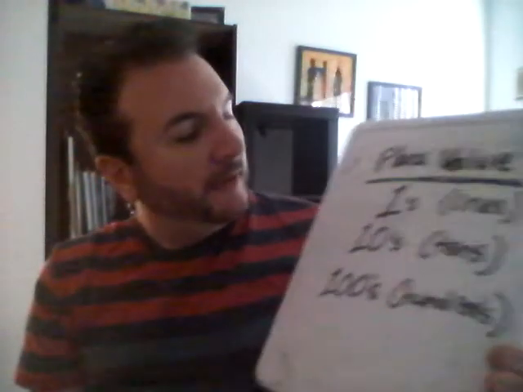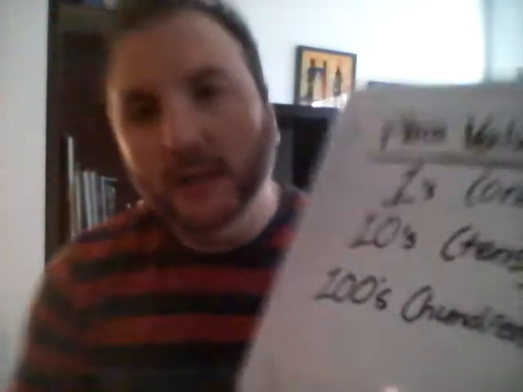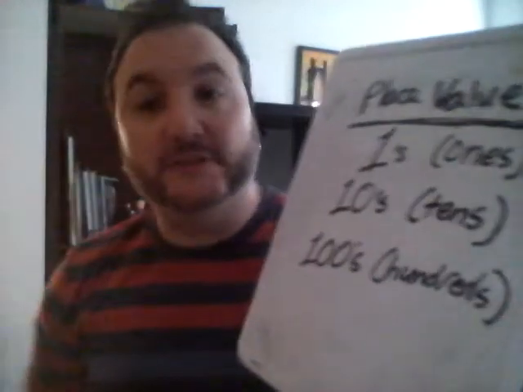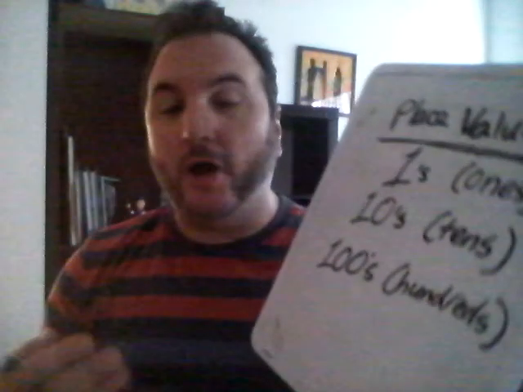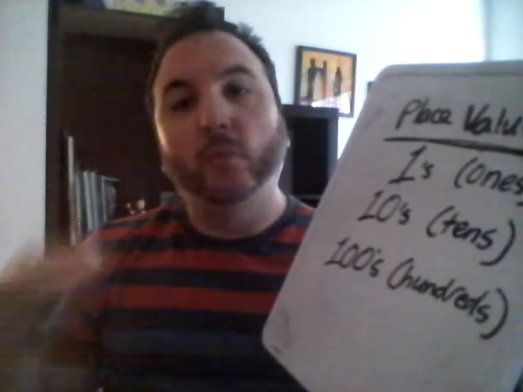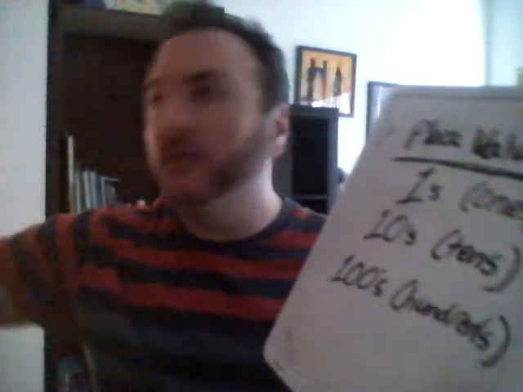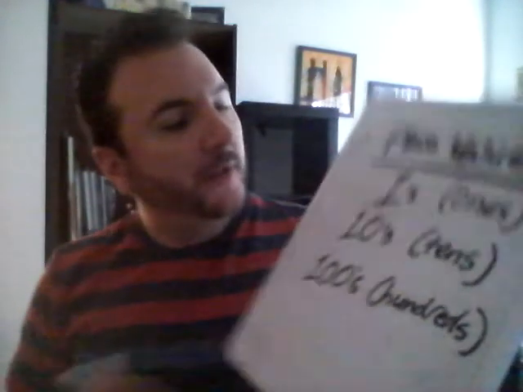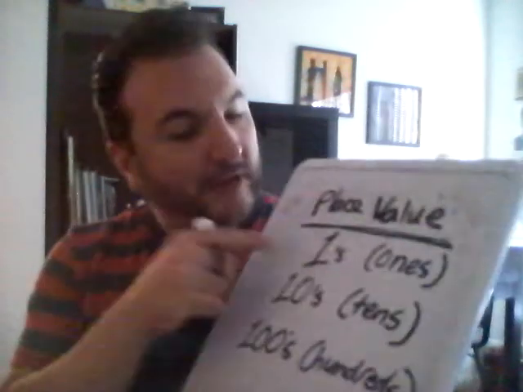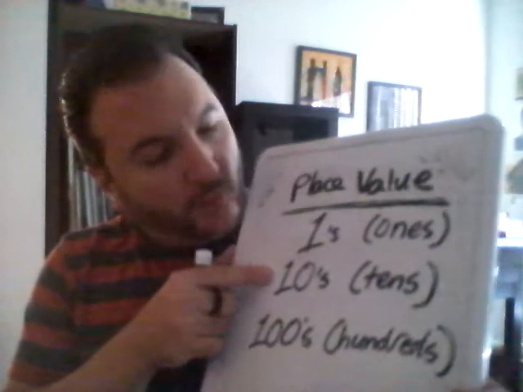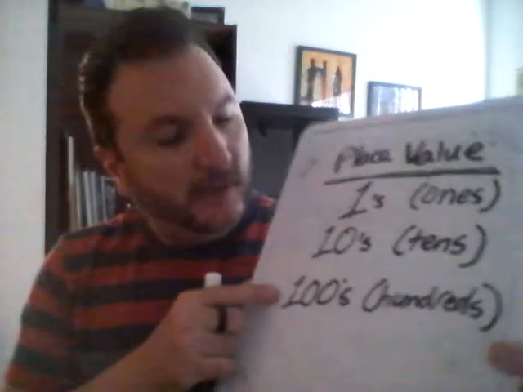Okay. Now, there are three parts of place value that you need to know. First, we're going to start with these, and then we're going to move on to bigger ones later. We have the ones, we have the tens, and we have the hundreds.